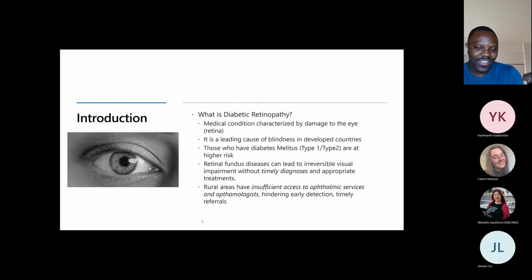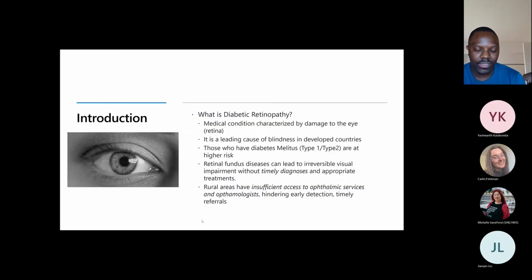So I think a good place to start, before we look at the custom vision part of it, is what is diabetic retinopathy? Well, from the name, retinopathy, dealing with the retina, it's a medical condition characterized by damage to the eye.